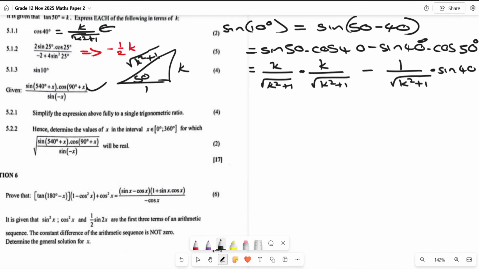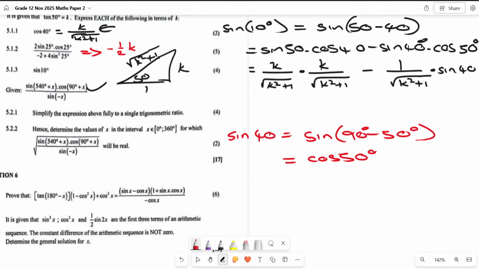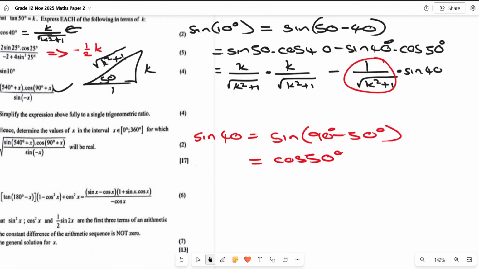What did we do with sine 40? If we have cos 40 here, what is sine 40 going to be equal to? Sine 40 will be equal to sine 90 minus 50. It's not a difficult question, which is going to be equal to cos 50 degrees. And what is cos 50 degrees, guys? Cos 50 degrees is here. I know it seems as if what I'm doing is confusing, but just try to follow through.